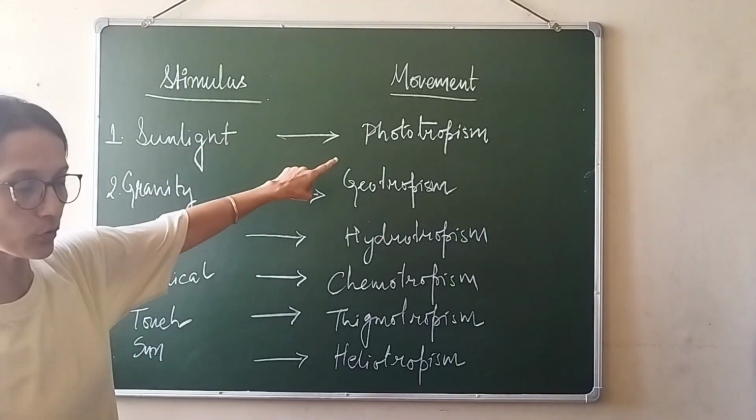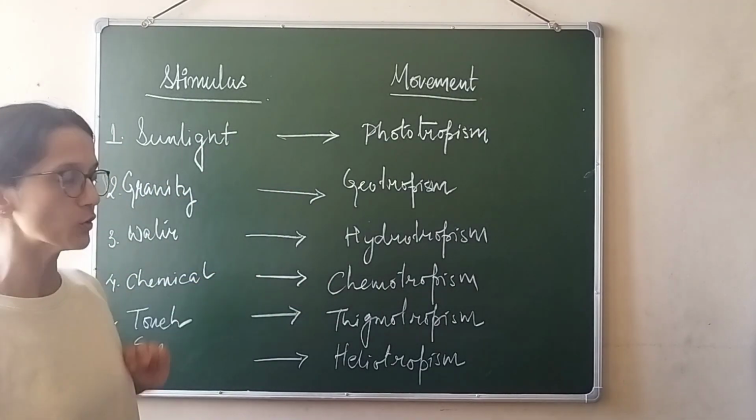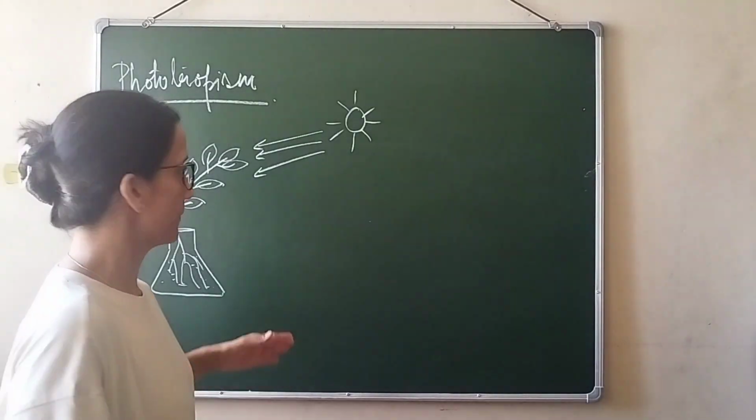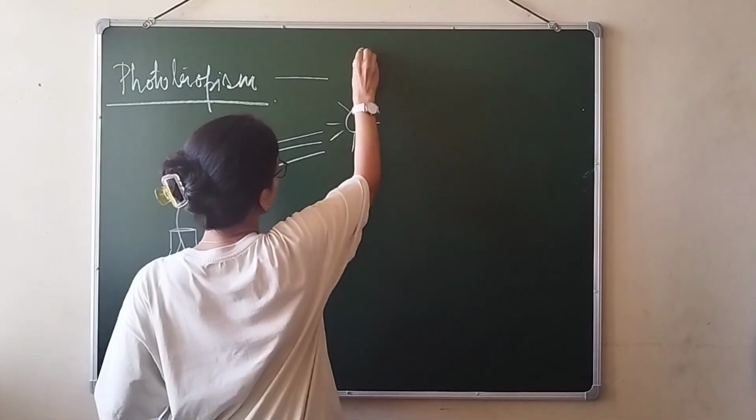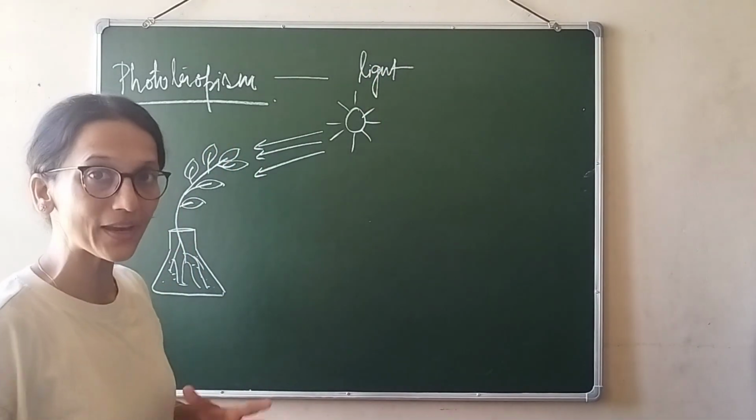So we'll study Phototropism, Geotropism, Hydrotropism, Chemotropism, Thigmotropism and Heliotropism. So the first one is phototropism. Phototropism, definitely the stimulus is light. Now this can be sunlight or any source of light. Why did I say this?